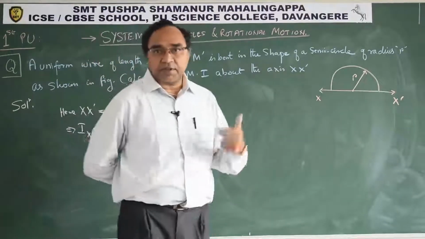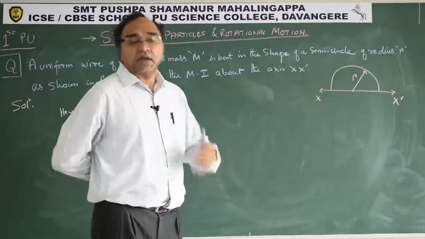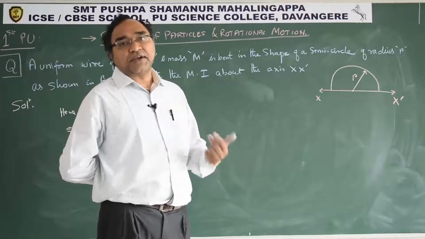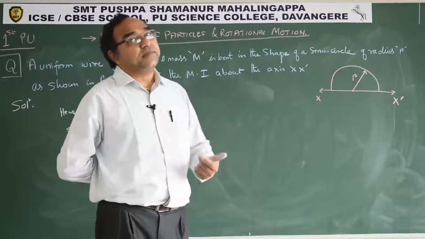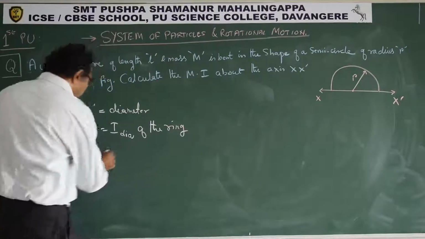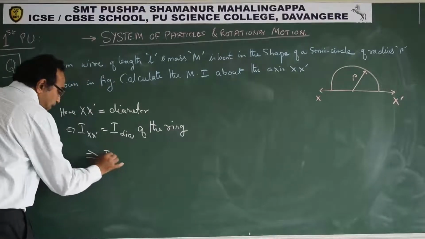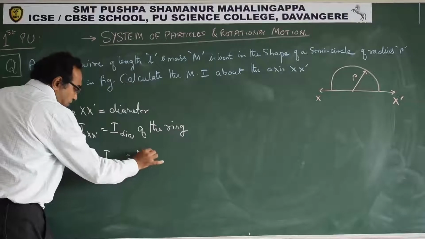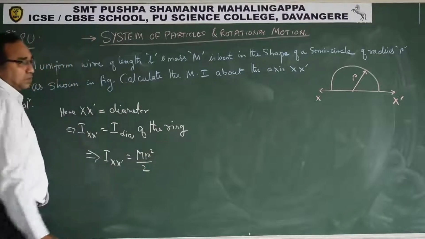Ix, we have seen this in the previous class. Ix is a diameter, Iy is a diameter. Therefore I along the center, that is mr square, is 2 times I diameter. So I diameter is what? Mr square by 2. So we can conclude, Ixx dash will be mr square by 2.